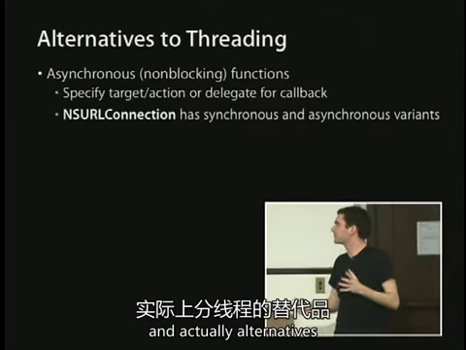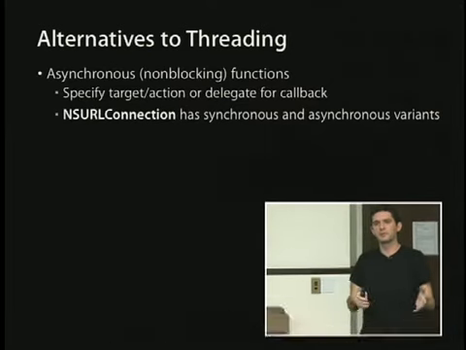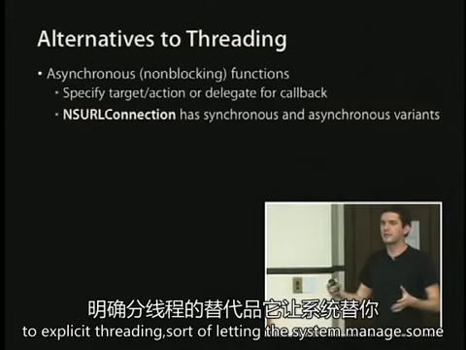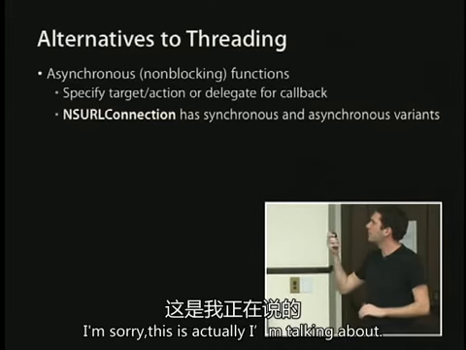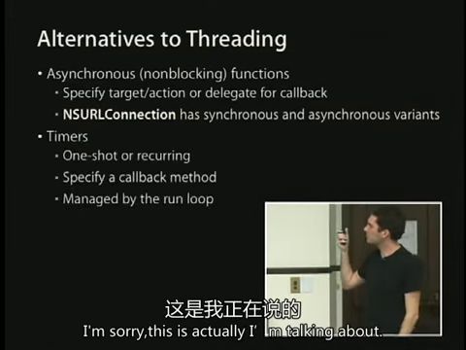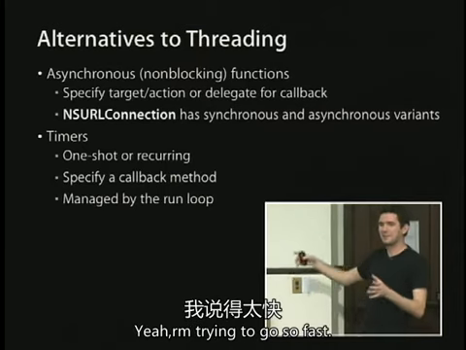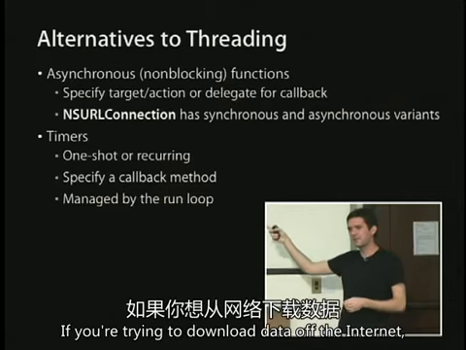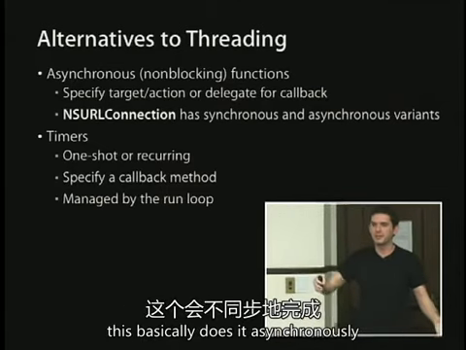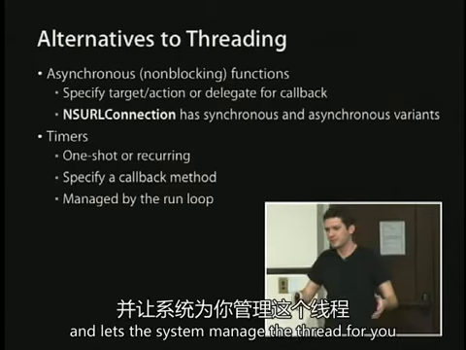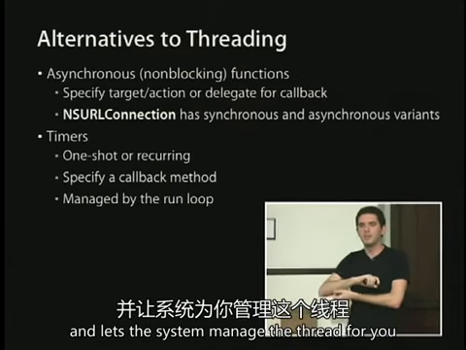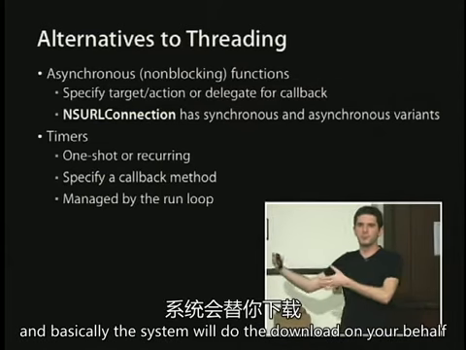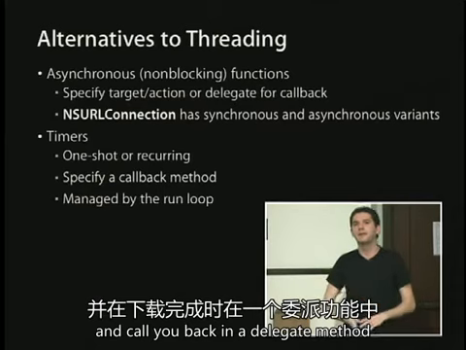And actually, alternatives to threading is maybe the wrong thing to say. Alternatives to explicit threading, sort of letting the system manage some of the threading for you. So there's an NSURLConnection. If you're trying to download data off the internet, this basically does it asynchronously. It lets the system manage the thread for you. And basically the system will do the download on your behalf and call you back in a delegate method when the download's done.